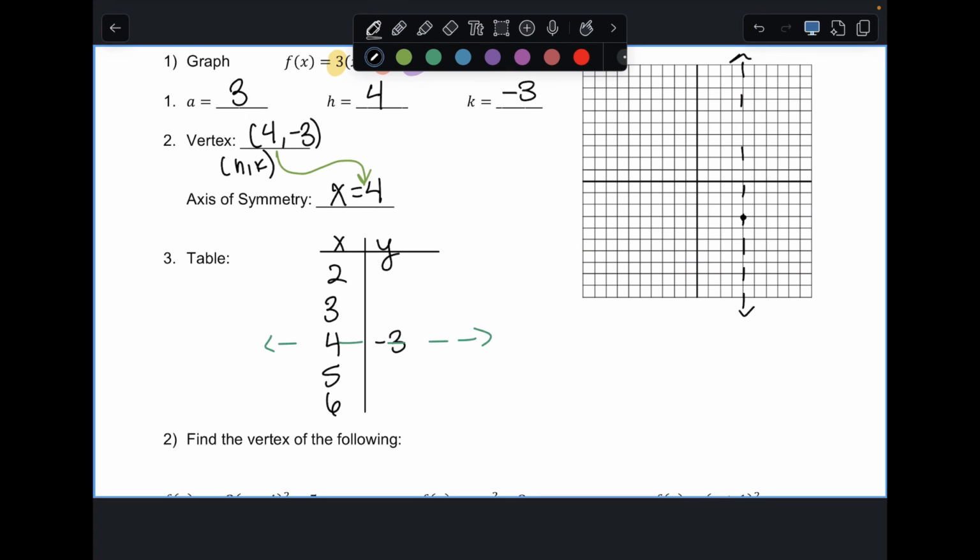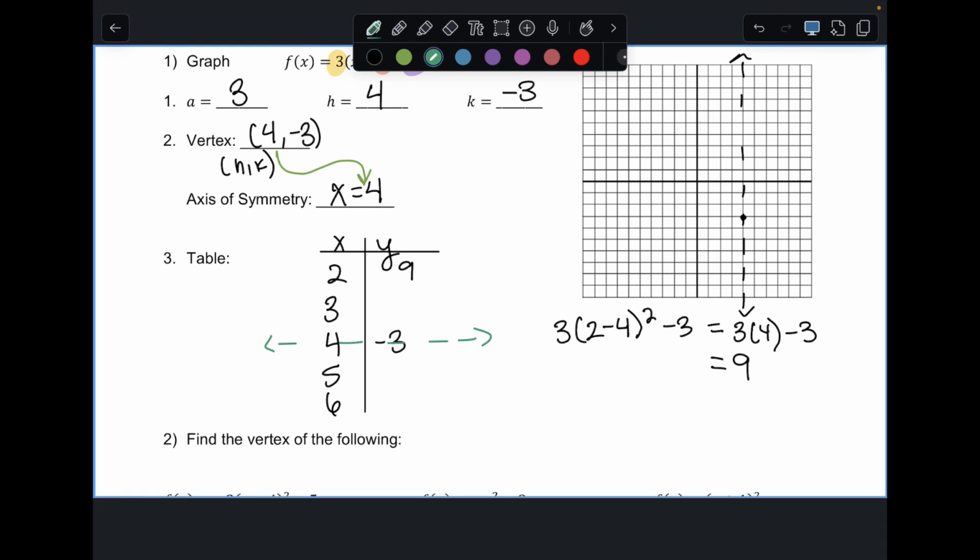But let's just plug in half of my points, probably this half, these look easier, and then I'm going to copy them over here. So let's plug in 2. All I'm doing is replacing my x with 2. So 3 times 2 minus 4 squared minus 3. 2 minus 4 is negative 2. Negative 2 squared, 4. So this is 3 times 4 minus 3. 3 times 4 is 12. Minus 3 is 9. So I have a point at 2, 9.